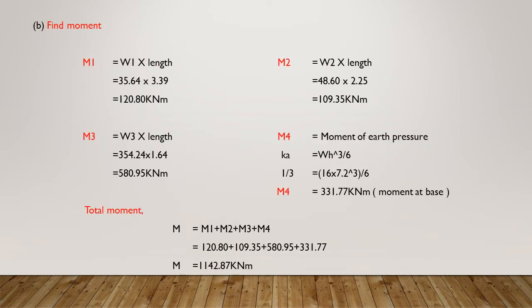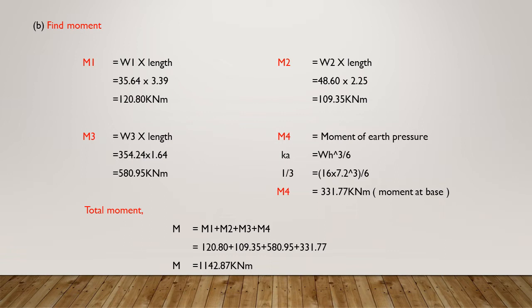Now find moment. So M1, M2, M3. Simple formula, we know that moment is equal to load into distance. We know the W1, W2, W3 values, and the lengths also we know. So simple, load into distance. Apply all the values of load and distance, and you get M1, M2 and M3 values.